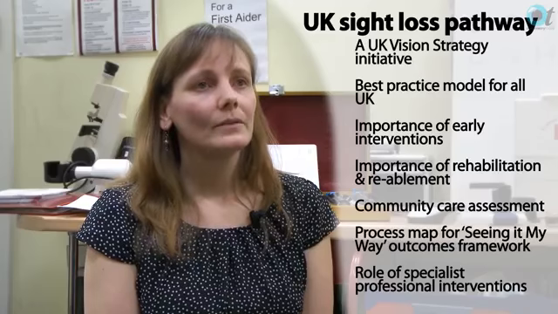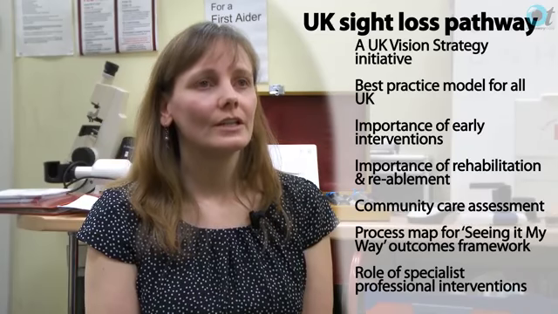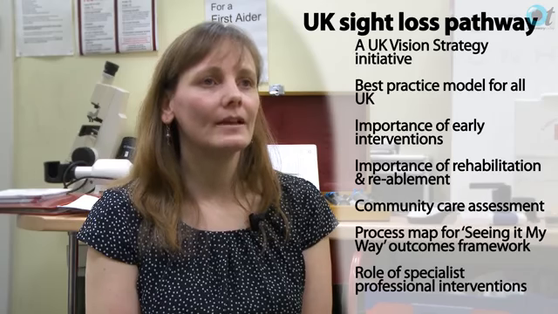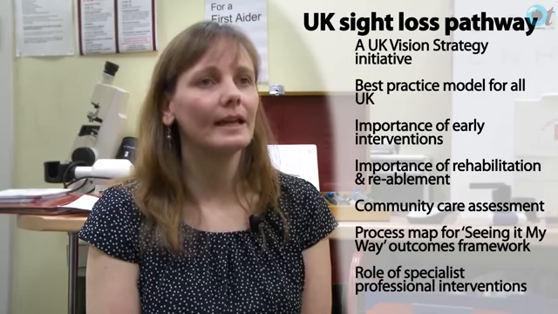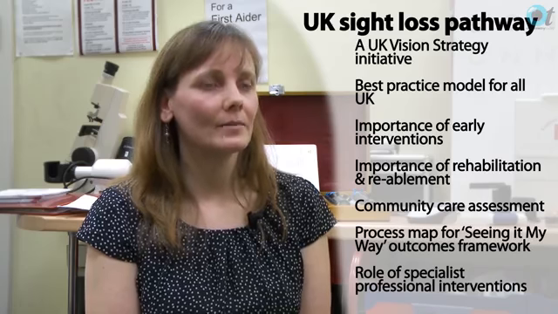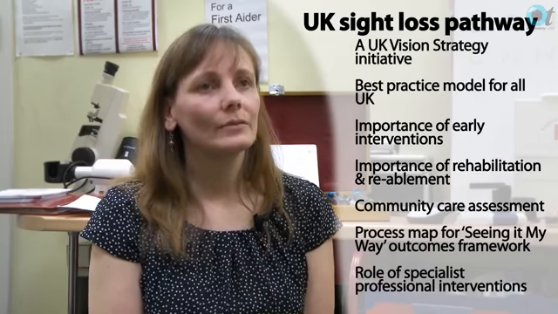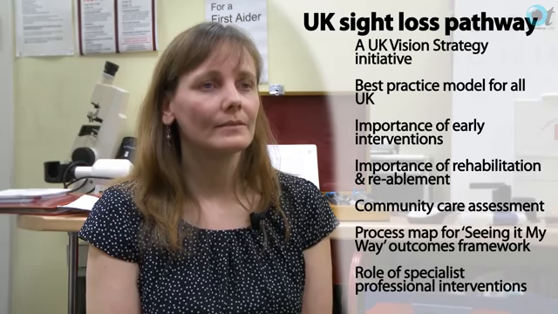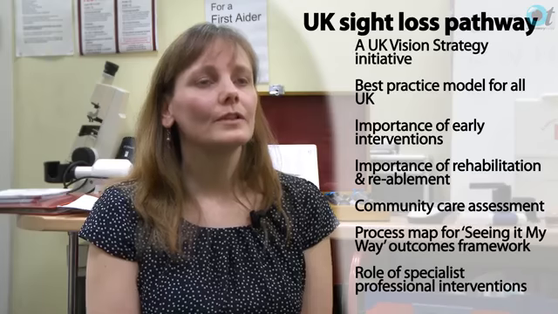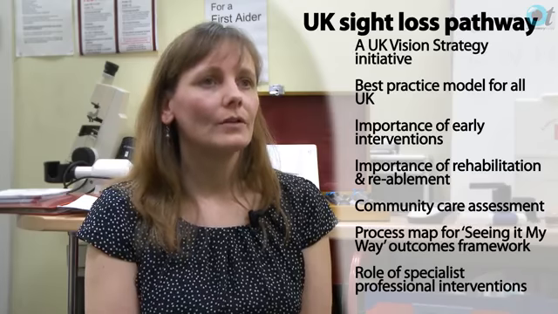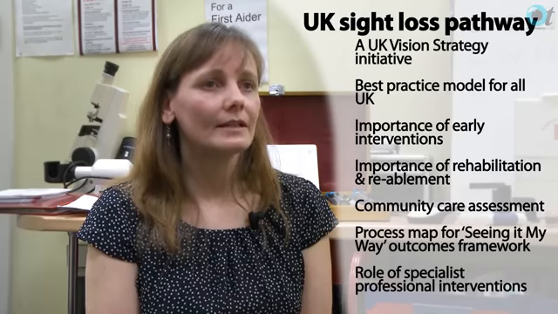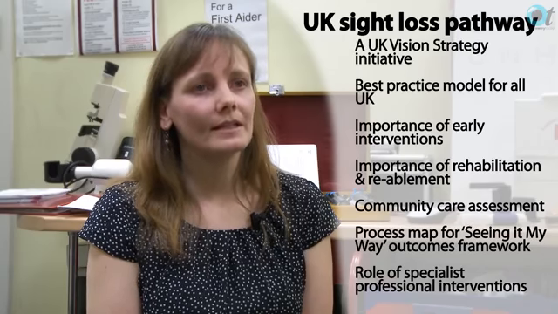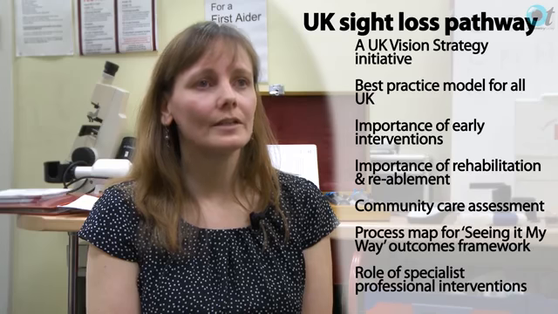The UK Sight Loss Pathway is a UK vision strategy initiative to help develop best practice model for all. It explains how different services can support a person and link together to work in a holistic manner. Early intervention with rehabilitation and reablement are highlighted as priorities. Optometrists are important stakeholders who can offer support at the point of diagnosis and throughout the sight loss process, via contact in optometry practices and in hospital departments such as low vision.